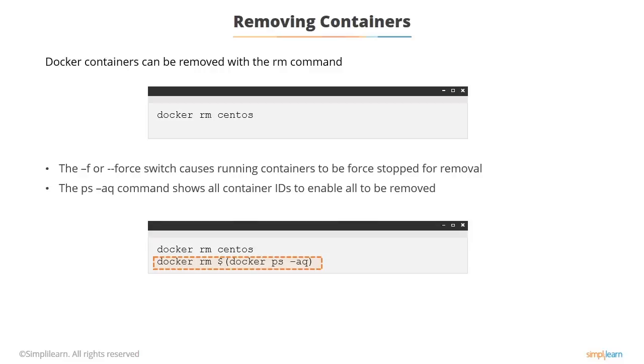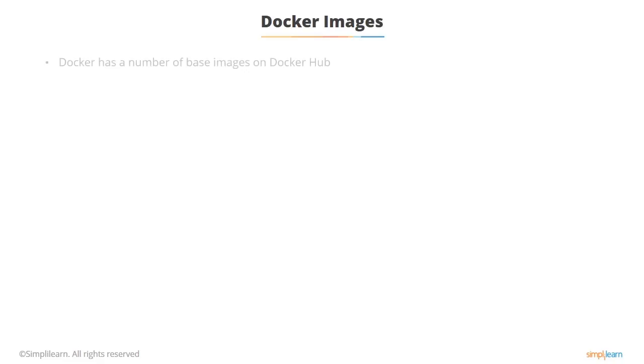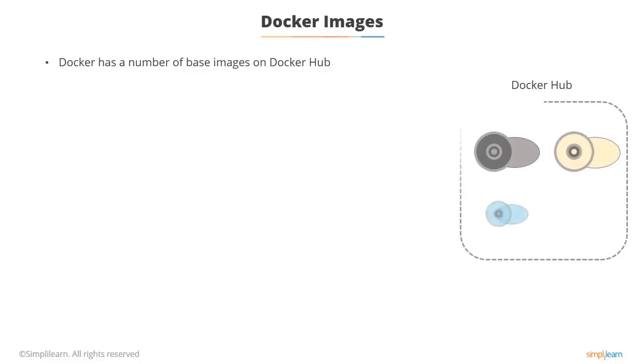So let's look at Docker images and work with the images themselves. What are they? So Docker has a number of images. The Docker Hub is a huge repository of images for Docker, basically. And there's a lot of them up there. And you can usually find something that is a good starting point for anything you want to build.